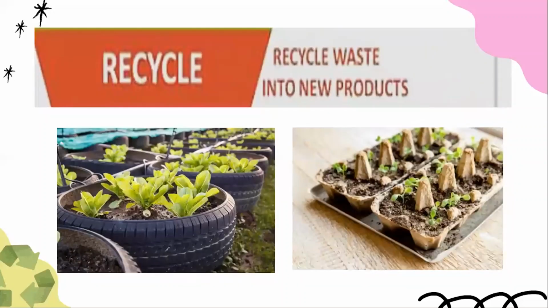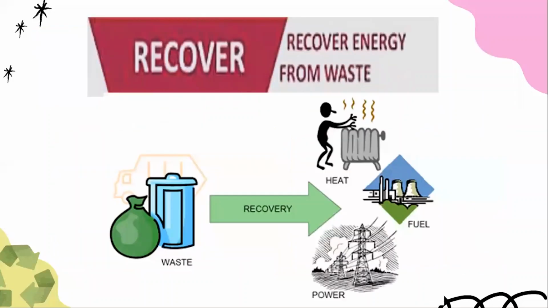Next is recycling. Recycling involves processing materials that would otherwise be sent to landfills and returning them into a new product. It is the third step of the waste management hierarchy because of the extra energy and resources that go into creating a new product. In our home, for instance, we can recycle old tires and egg trays that can be used for planting vegetables. The fourth one is the recover or recovery.